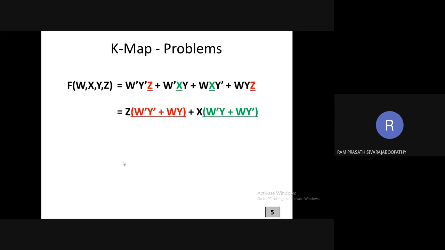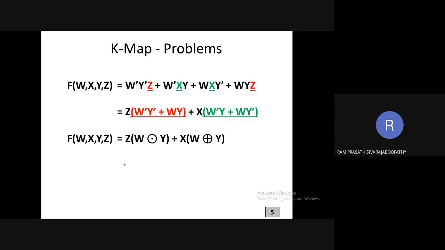What is the operation between W and Y? XNOR. Very good, Srigari. XNOR. What about W and Y in the green color term? What expression will be in the green color term? XOR. Very good. Super. That's it.